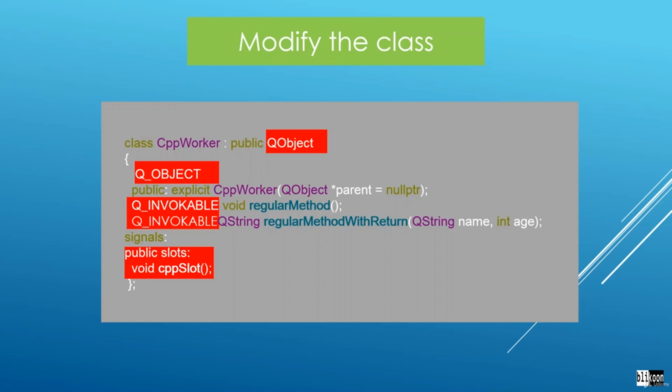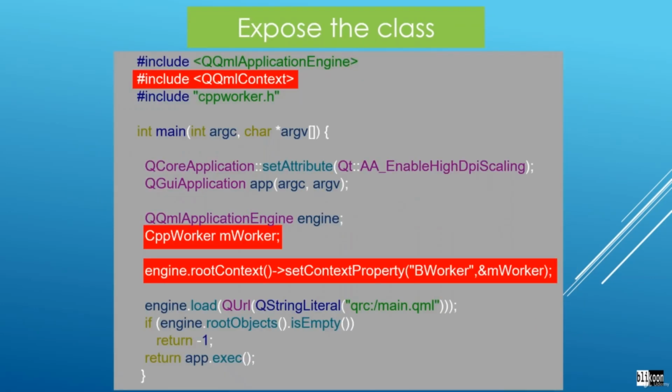Another way to make your class callable from QML is to expose it as a public slot from your custom class in C++. Okay, you have your class. It is decorated with the necessary macros to have your method callable. The next thing you have to do is to expose your class as a context property.